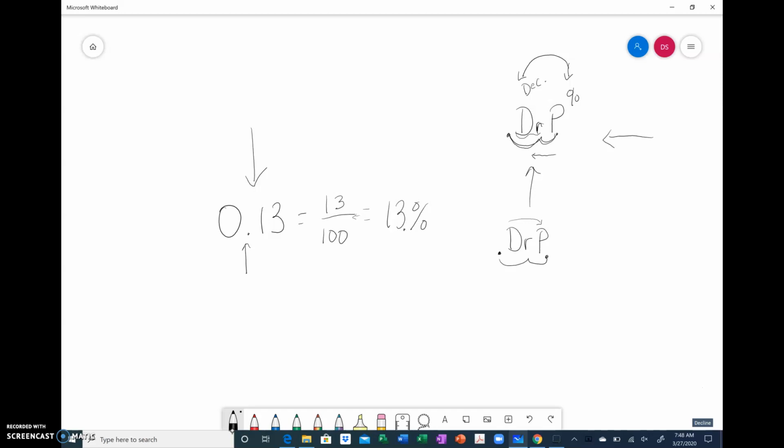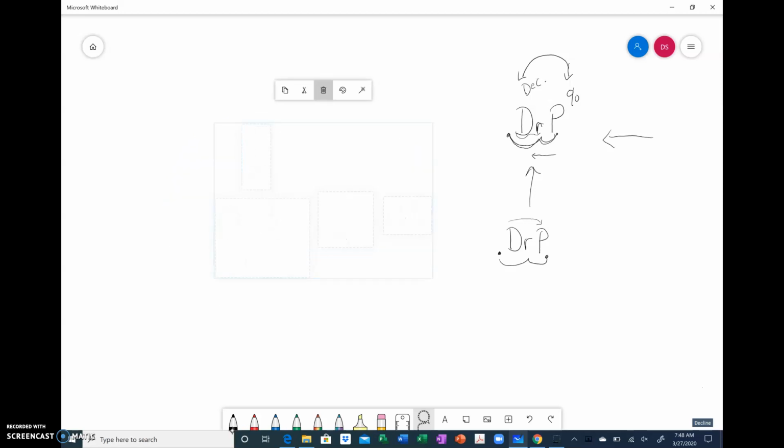All right, let's do a couple more because I did go through that kind of quickly. Let's look at letter B in example 2. And it is 0.04, which is 4 hundredths, okay? So you might already know that 4 hundredths is 4%, and there you go, that's the answer.